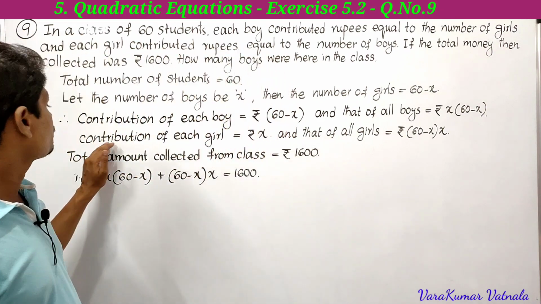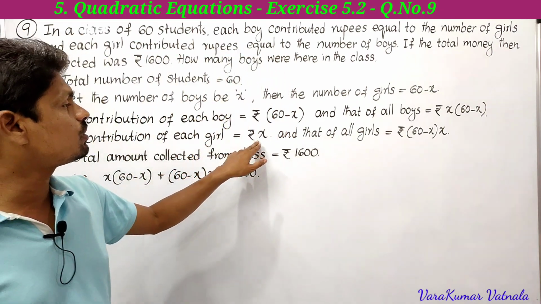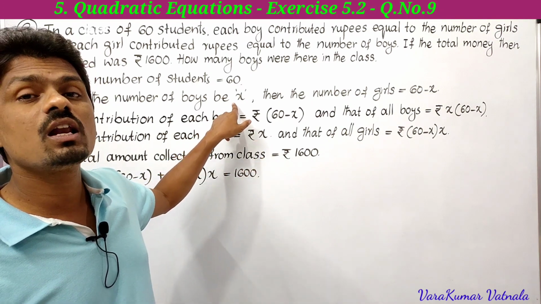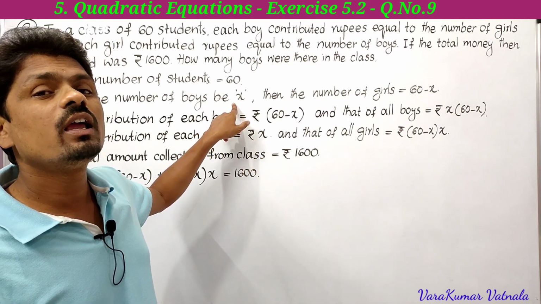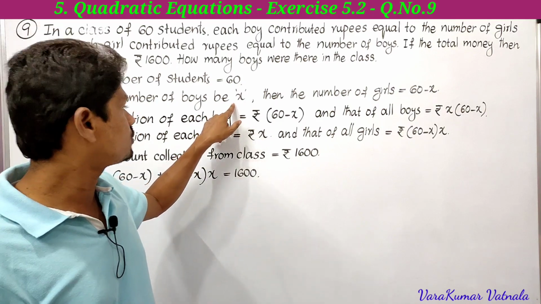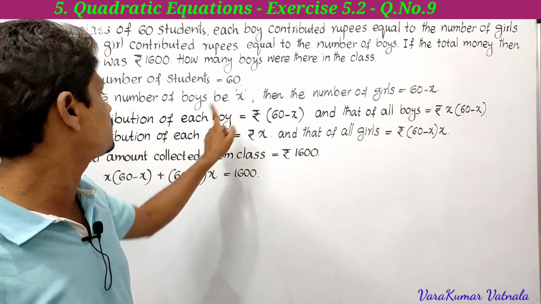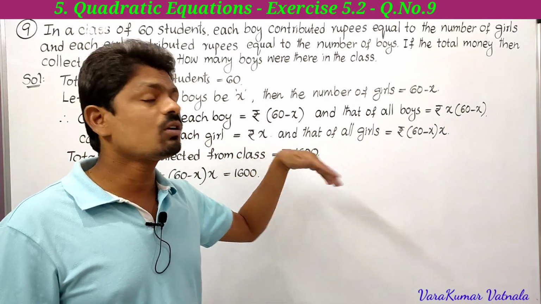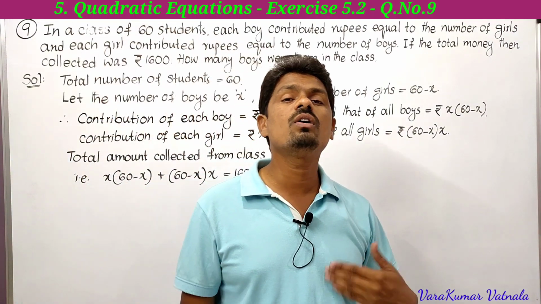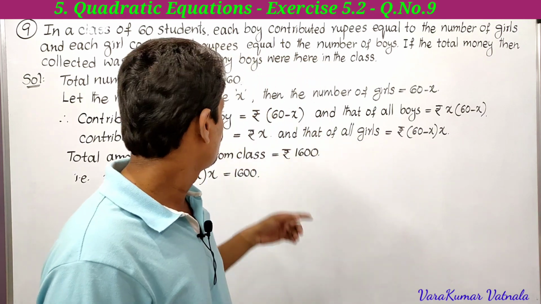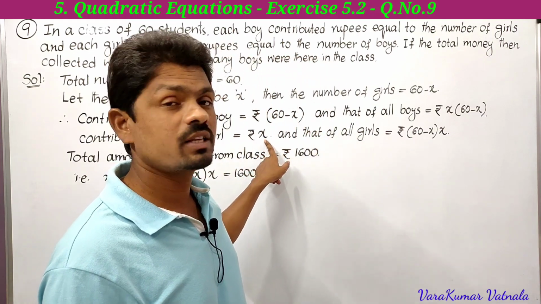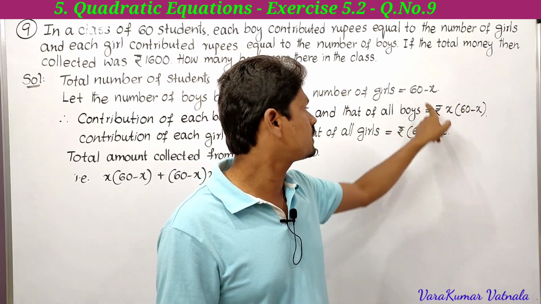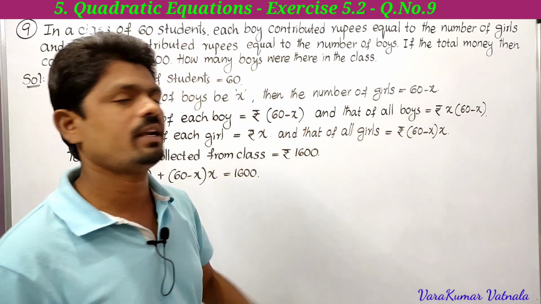In the same way, the contribution of each girl equals rupees x. Why? The total number of boys is x. Each girl contributed rupees equal to the number of boys. So here the number of boys equals x. Therefore the contribution of each girl equals rupees x. And the contribution of all girls: each girl contributed rupees x, the number of girls equals how much? 60 minus x. Therefore rupees 60 minus x into x.